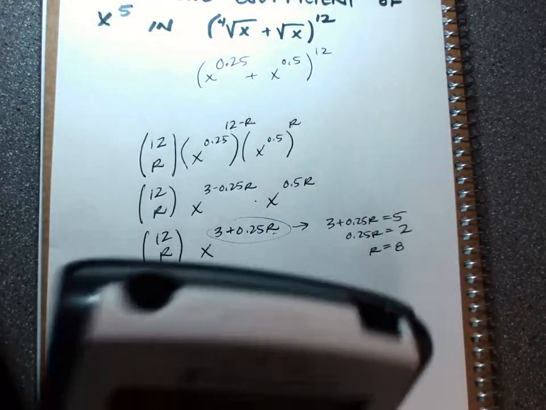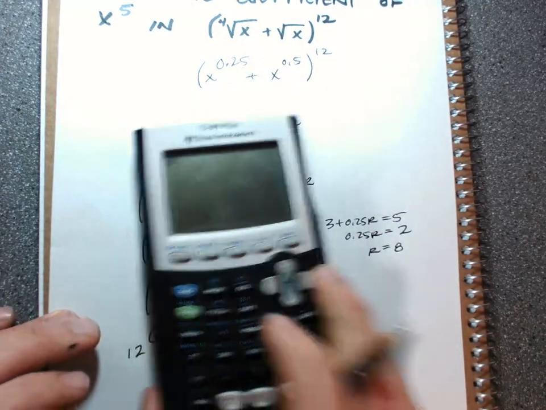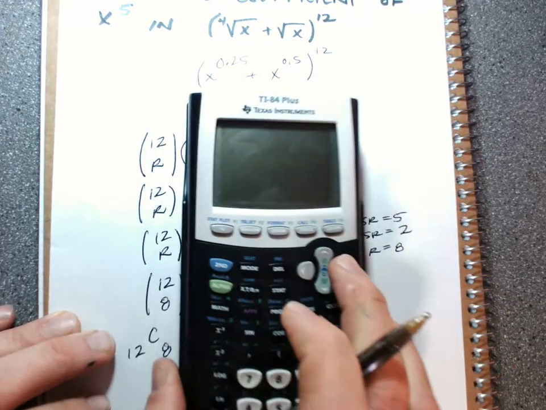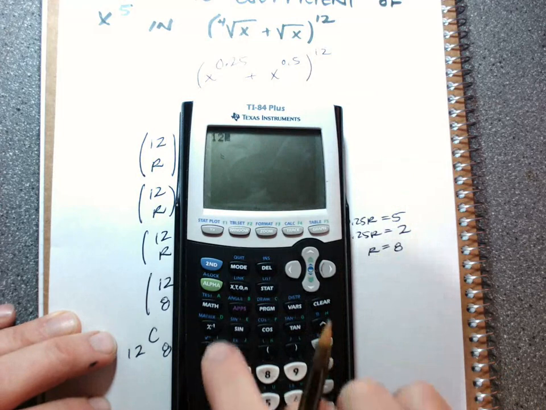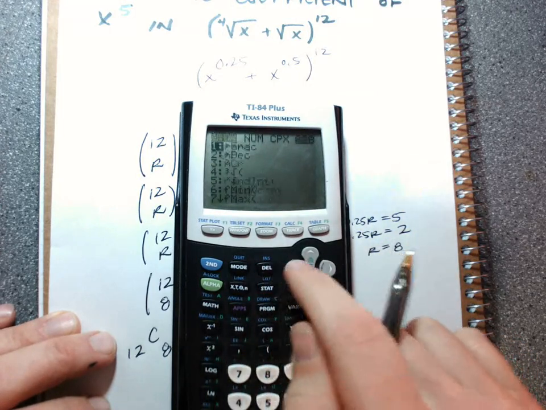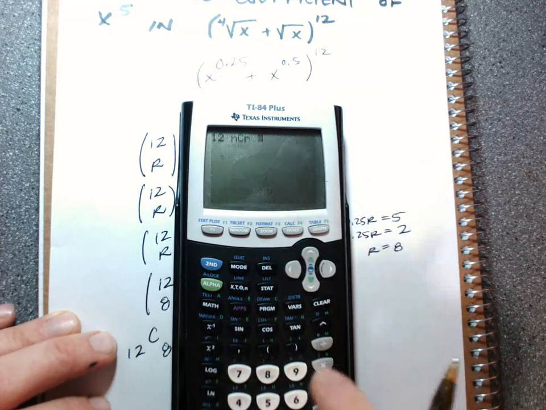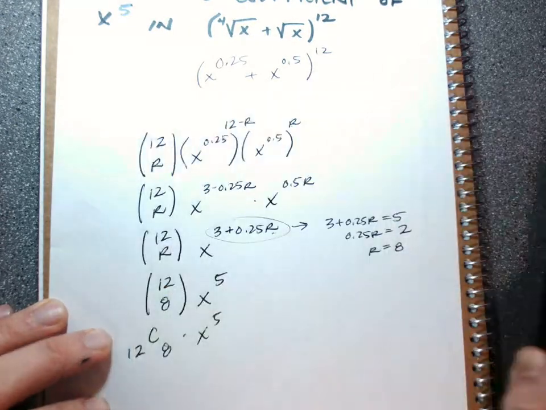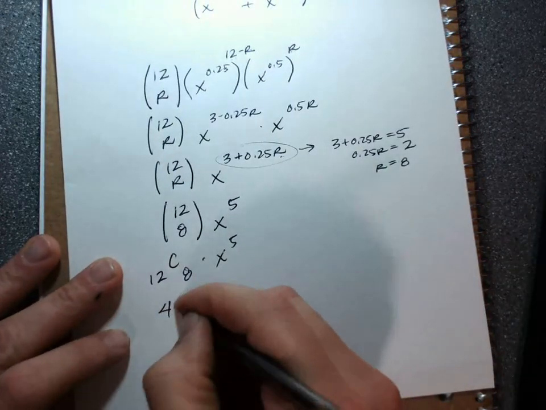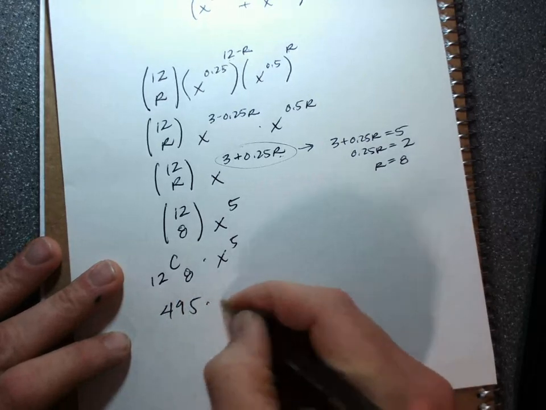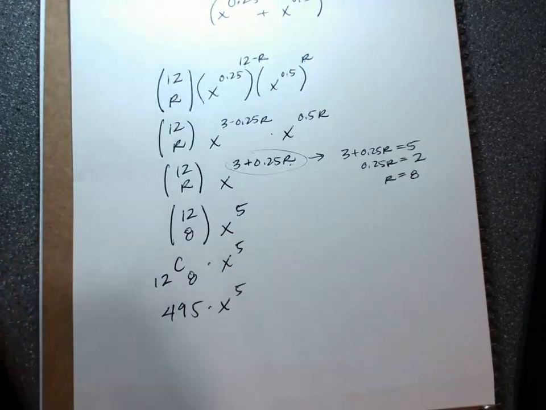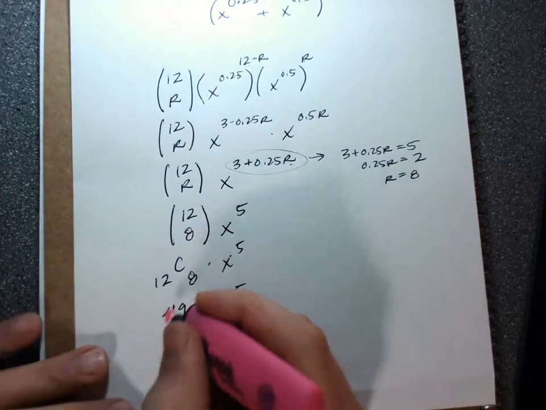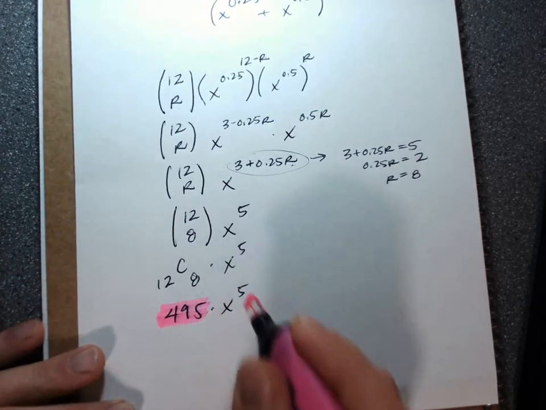Let's go ahead and pull that up. 495. So the coefficient on x to the fifth, the answer, is 495.